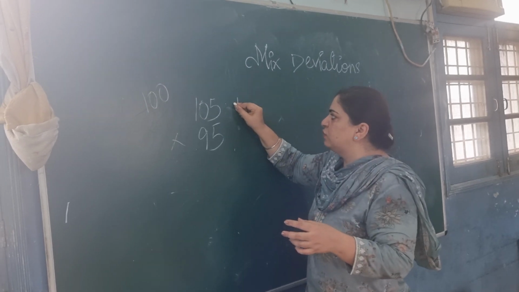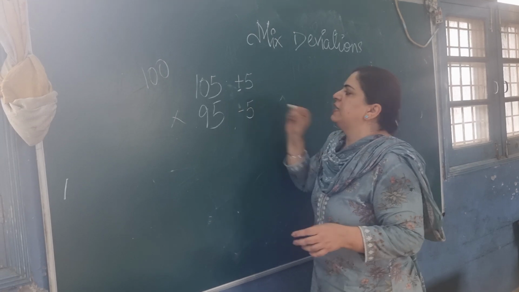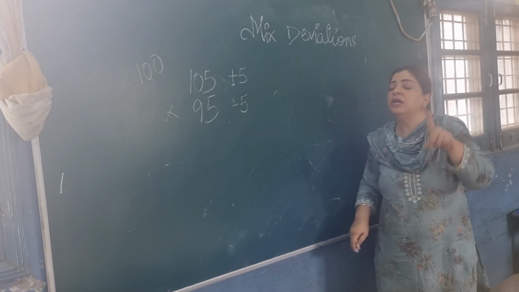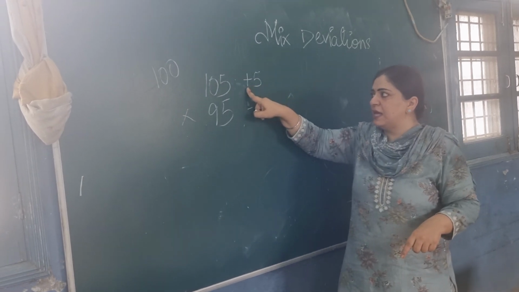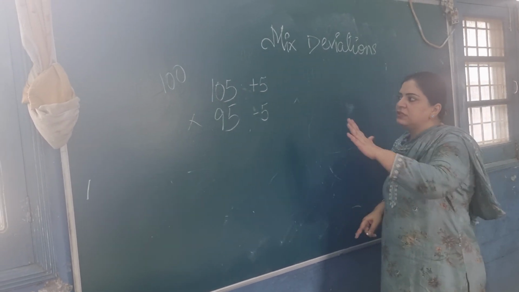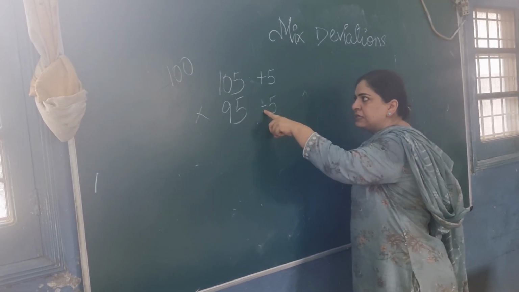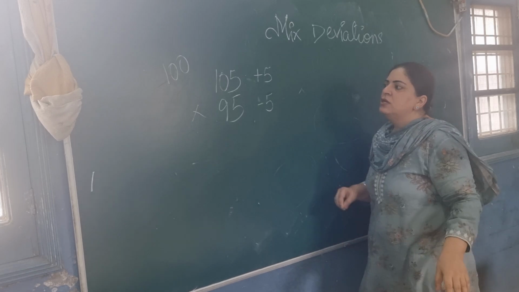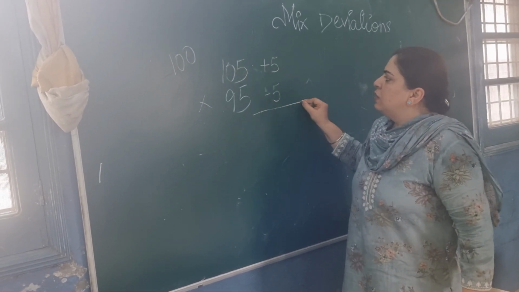The deviation over here is going to be plus 5. The deviation over here is going to be minus 5. That is why we pay attention to the signs. Below the base has minus and above the base has plus. It is important that you write down the signs, below the base as minus and above the base as plus, so you don't go wrong when you learn about mixed deviations.